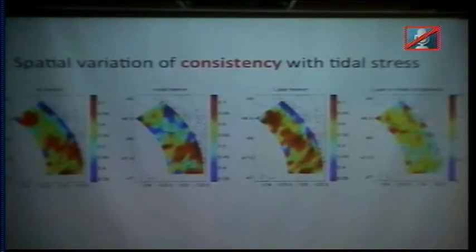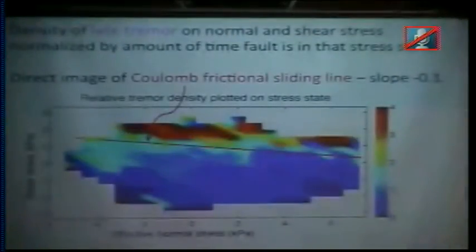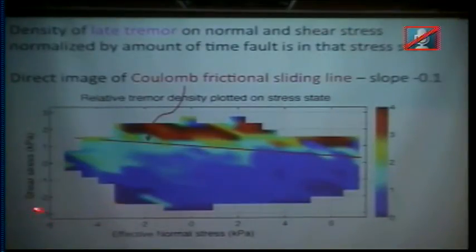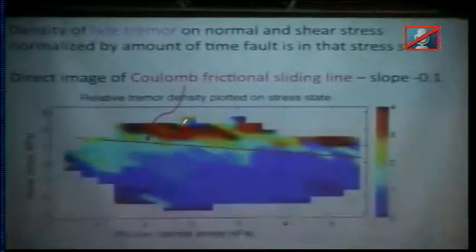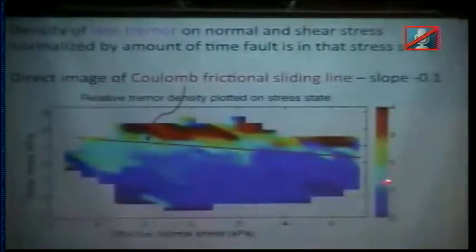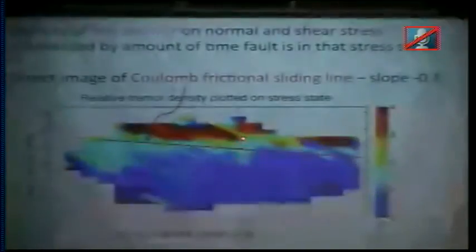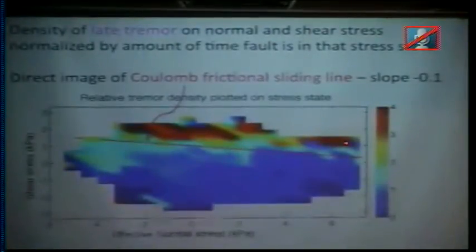Okay, so now I want to return to the sensitivity notion, the other histogram, but break it up with another dimension. So now I've got effective normal stress and shear stress, instead of Coulomb stress, and the color is a ratio: the number of tremors divided by the number expected. So again, it's the ratio of observed to expected. And this is just for the later tremor only.